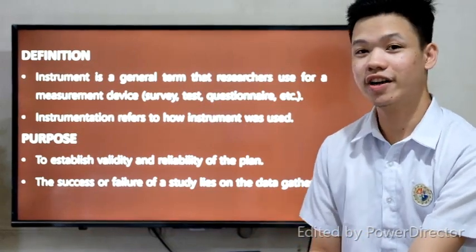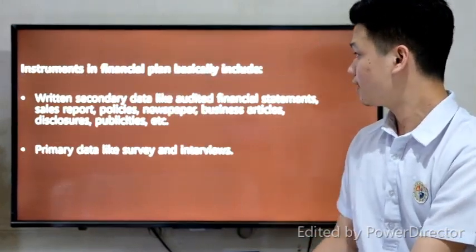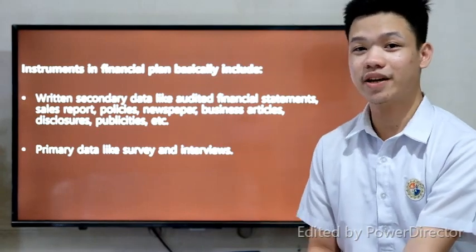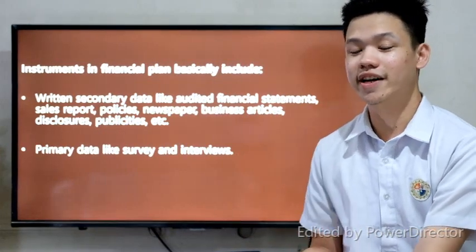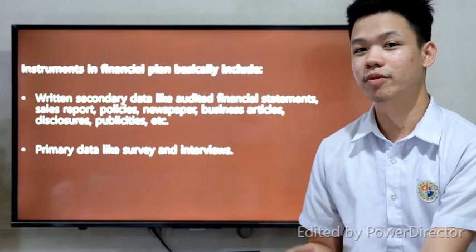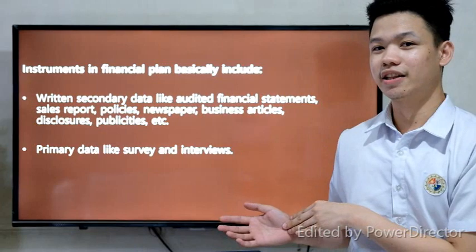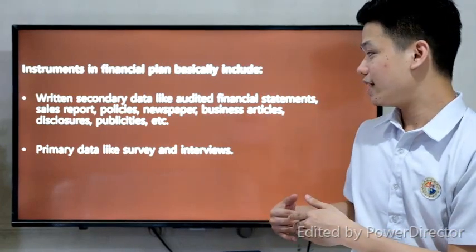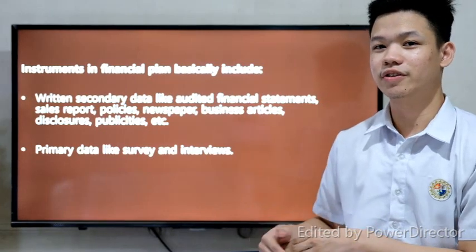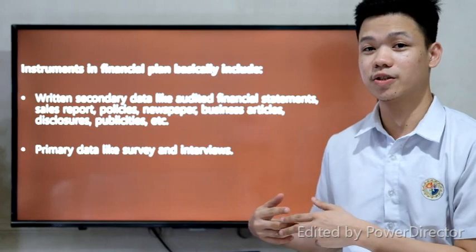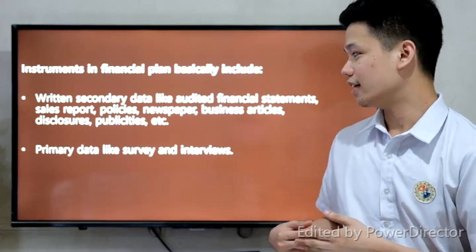Further, the success or failure of the company lies on the data gathered. Next, to be specific, the instruments used in the financial plan include the written secondary data like audited financial statements, sales reports, publicities, disclosures, and so on. But it is not limited to that. It also extends to primary data like survey and interview, for example, to the CEO, and to the key officers of the company like the operations manager, the sales manager, and the like.